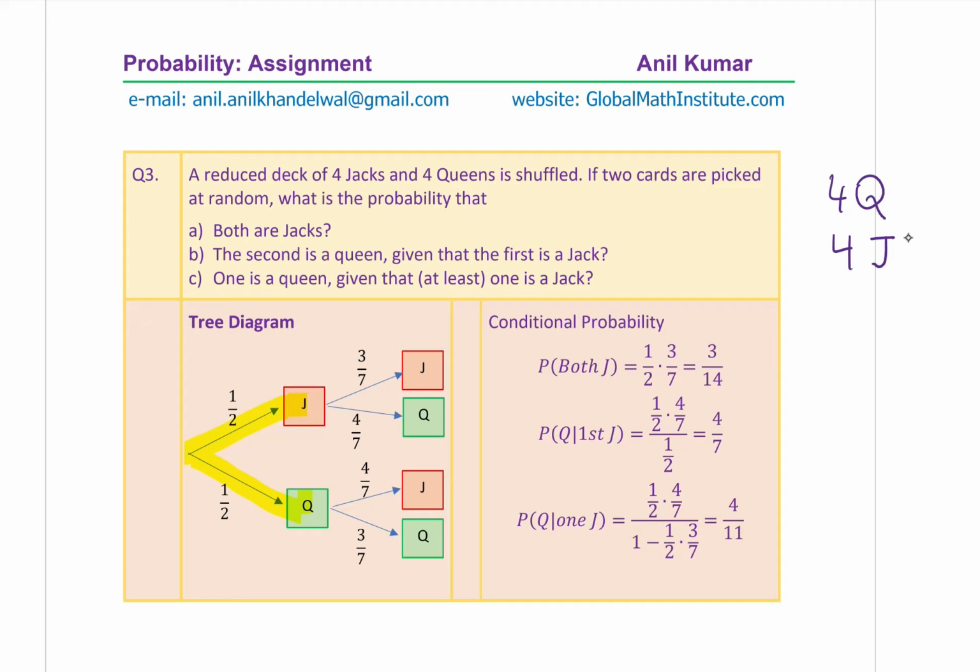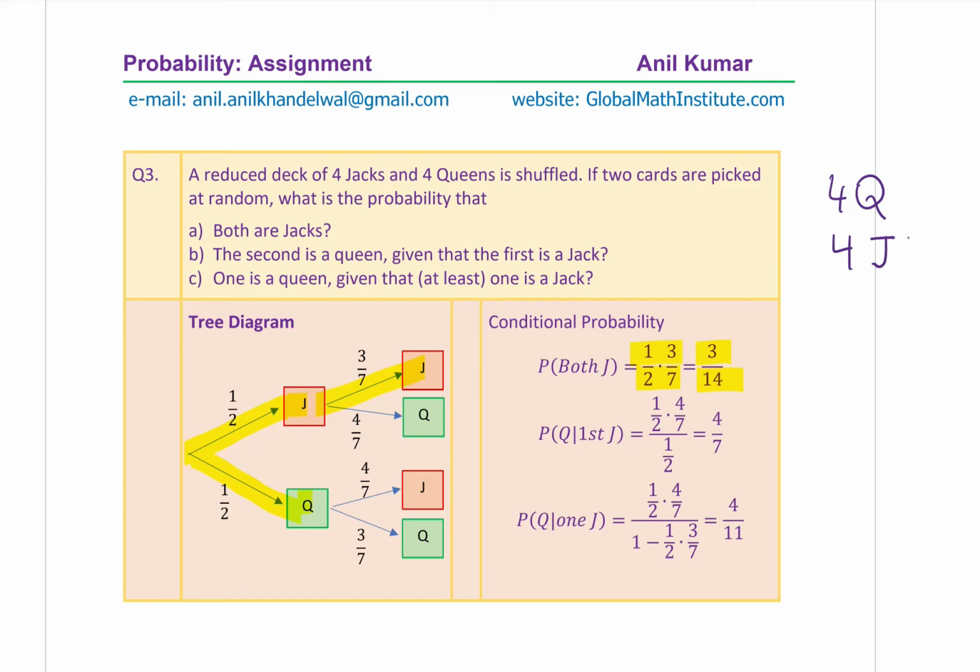Now it says, if two cards are picked at random, what is the probability that both are jacks? If you want both as jacks, the probability of picking a jack is half. Once one jack has been picked, one less has remained. So instead of 4, we are left with 3 jacks, and the total number of cards is also reduced from 8 to 7. Therefore the probability will be the product of half and 3 over 7, as shown here, which comes out to be 3 over 14. So that becomes our answer for the first case.